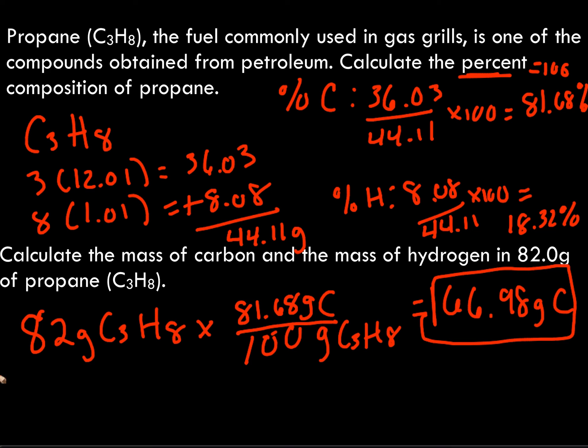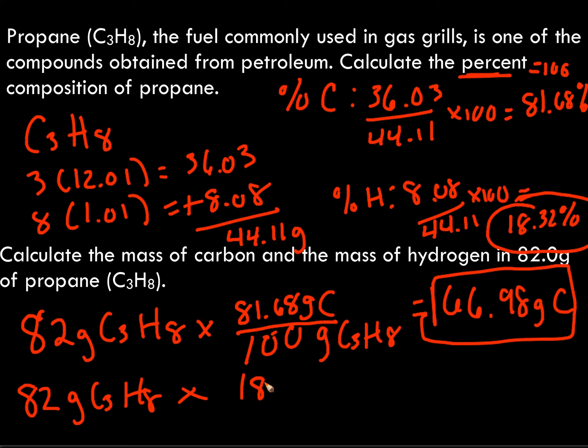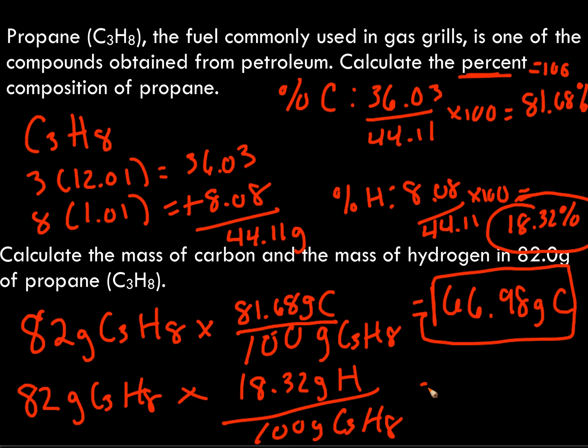Okay, to figure out the mass of hydrogen, same thing, 82 grams of C3H8 times 18.32 grams of hydrogen all over the 100 grams of propane. So 82 times 18.32 divided by 100, and I'll get 15.02 grams of hydrogen. And this concludes our video on mole calculations and percent composition.